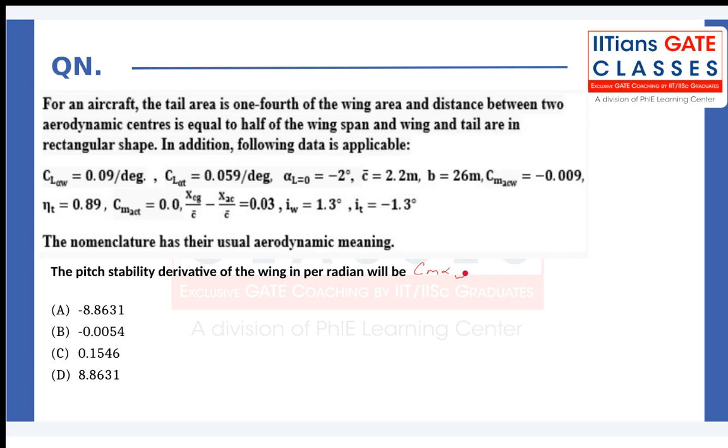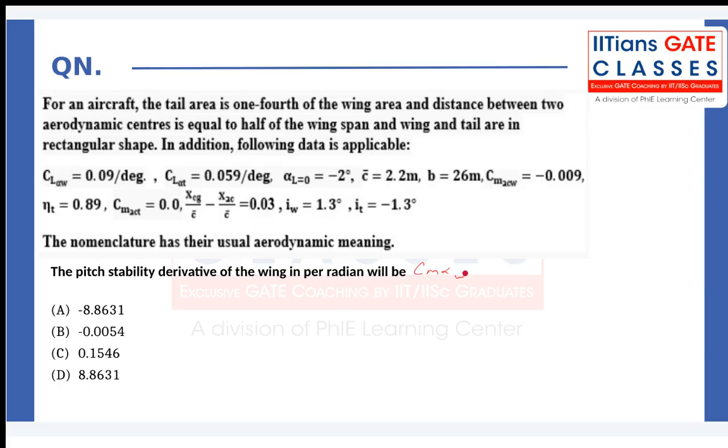You've gotten C. Okay. What about Adarsh? Have you started solving it? Can you tell me where you're facing the difficulty? So we need to find out CM alpha wing. You remember the complete equation, right? The complete wing contribution equation. From that, we need to take out the terms that are dependent on alpha.